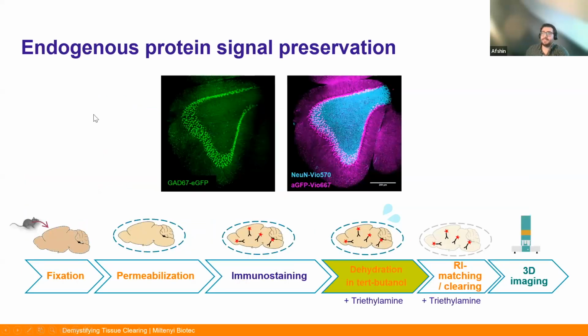As I said, the endogenous protein signal preservation has a separate protocol, using the same kit with another protocol. So all of these protocols, you can use the same kit for different applications using the different protocol, which is available on our website for free. This is actually very similar to our standard protocol. Only the dehydration part, except of ethanol, is now happening in tert-butanol plus triethylamine. And then with this trick, you can preserve the endogenous signal.